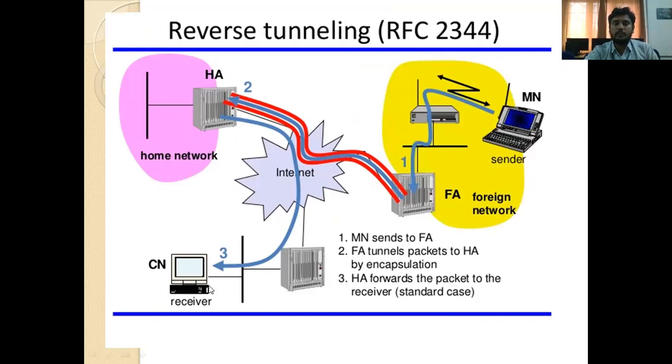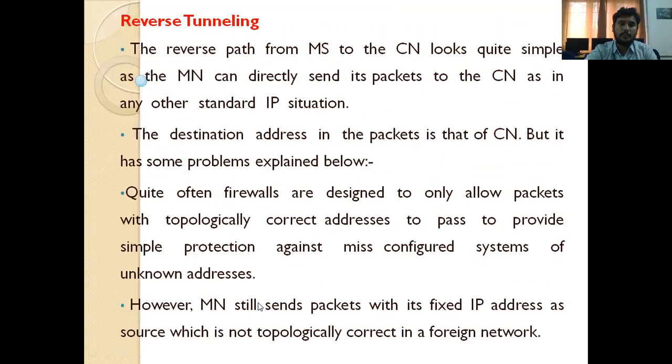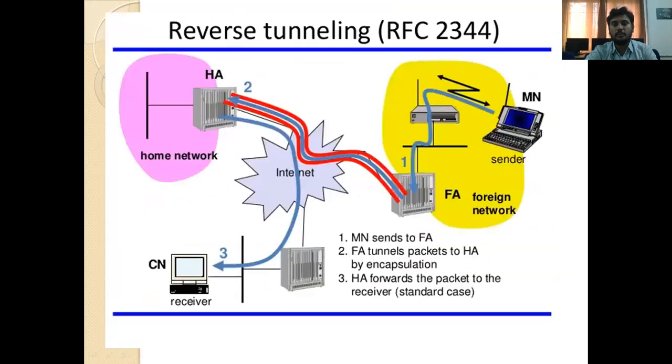So the data packet transmission from the correspondent node goes to the home agent, to the foreign agent, to the mobile node. But the reverse, mobile node to correspondent node data packet transmission, is done directly via the foreign agent to the correspondent. But there are some problems that occur in these situations. So to avoid that, the path is established in this way.